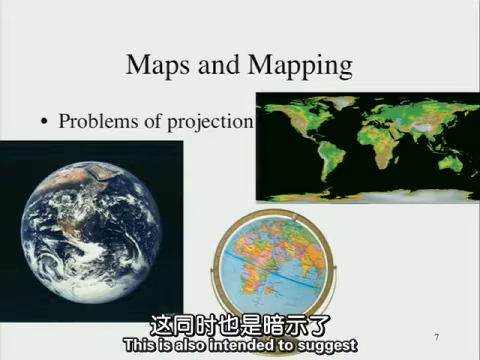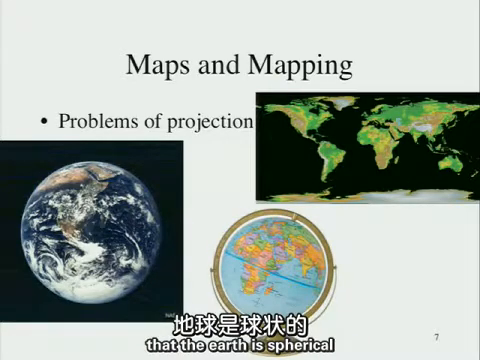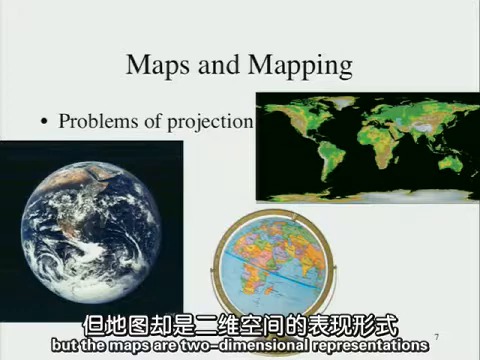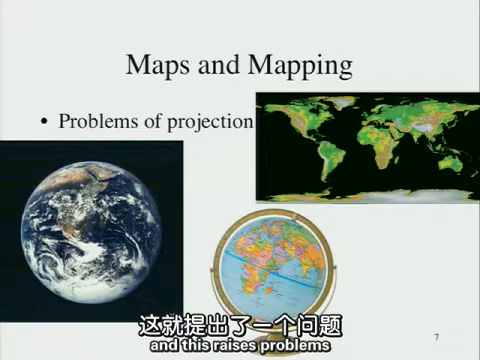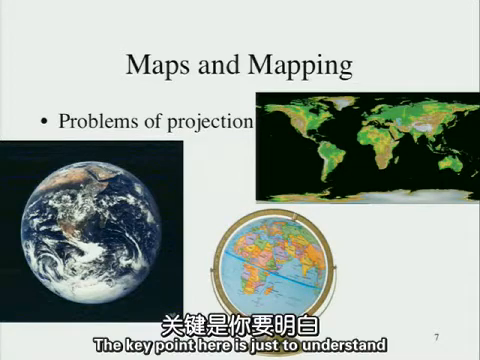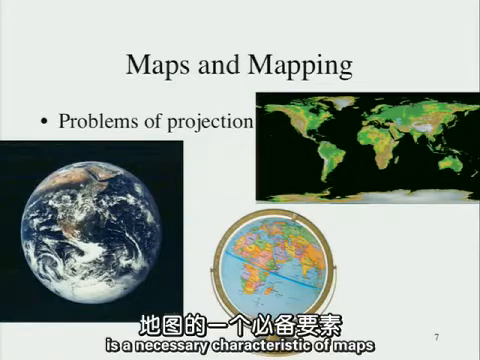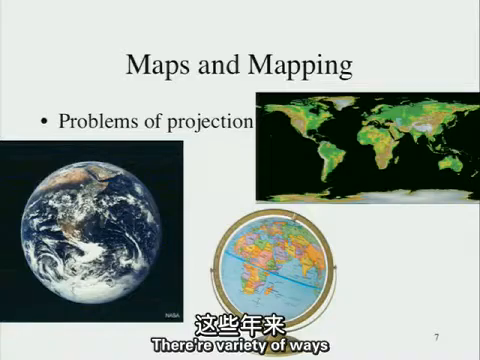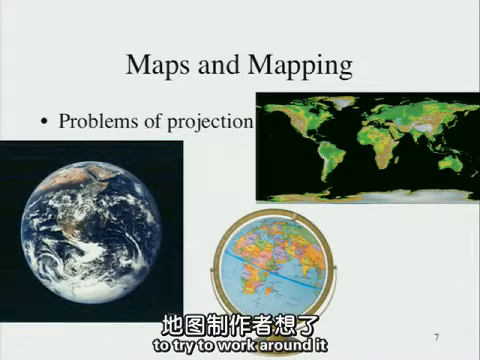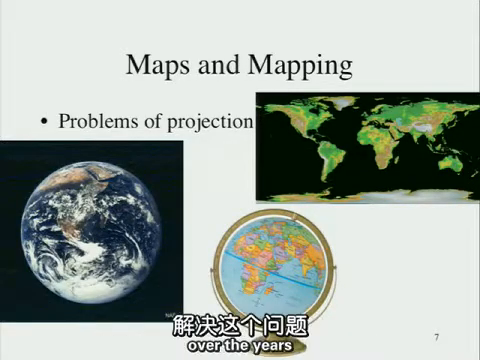This is also intended to suggest that the Earth is spherical. But the maps are 2-dimensional representations, and this raises problems. The key point here is just to understand that this is a problem that can't be resolved. It simply is a necessary characteristic of maps. There are a variety of ways to try to work around it that cartographers have come up with over the years.